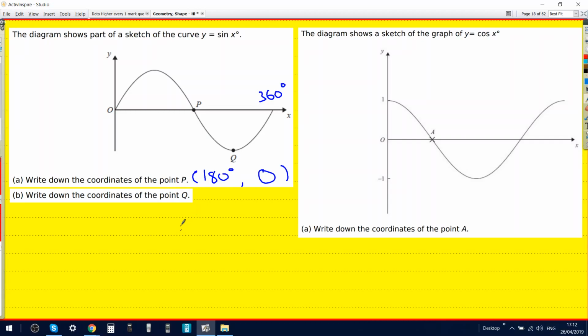How about Q? 270. Yeah, and do you know the y coordinate? You said it was 0. Oh, it's down lower than that. Oh, -1. Yeah. Okay, cos graph. How about A? A is 90 degrees. Y coordinate? Y 0, right? Yeah, that's it. Got it.